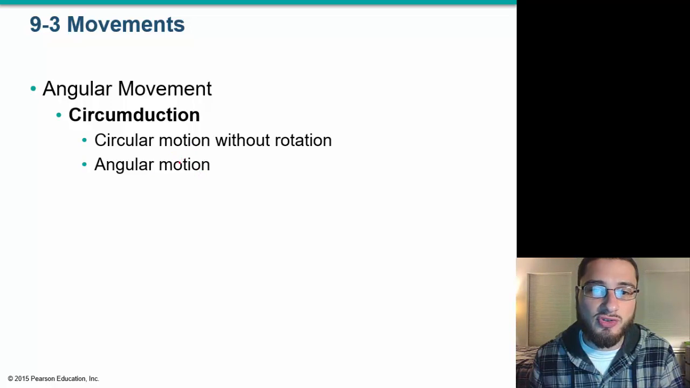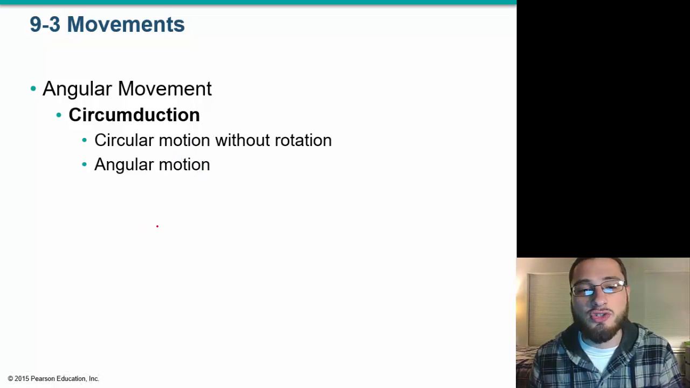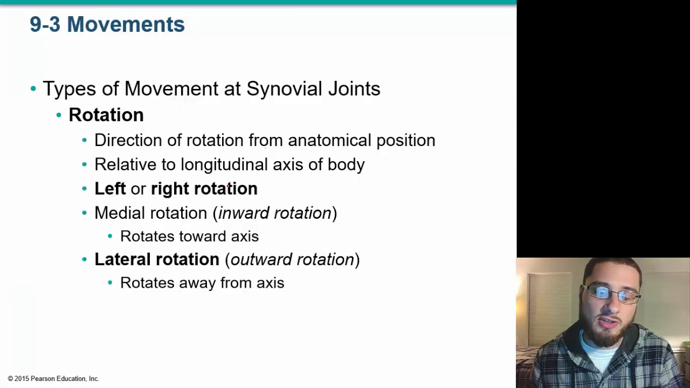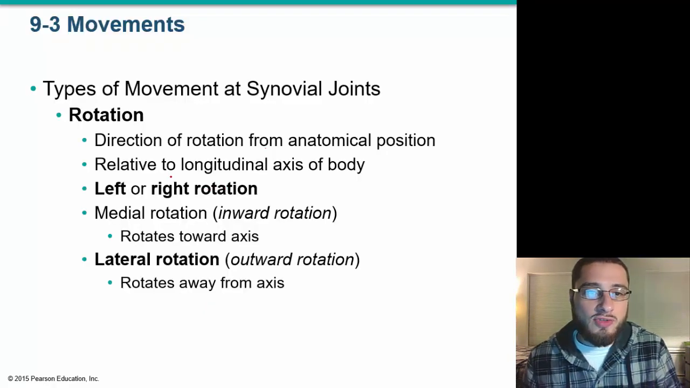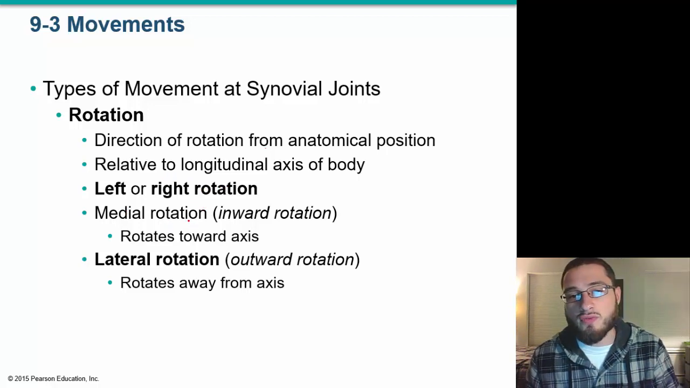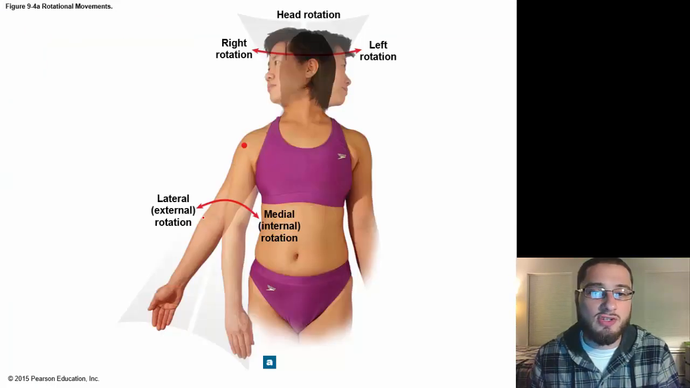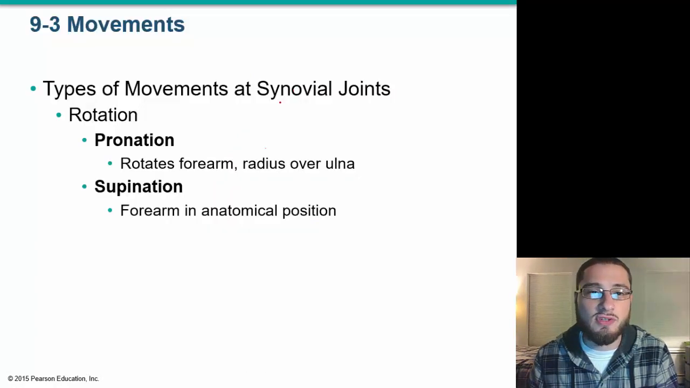Circumduction, this is a circular motion when we talk about triaxial joints. The shoulder joint is triaxial, and you can move it in a circumduction. Rotation, you can have a left rotation, a right rotation. Sometimes they'll say inward rotation, outward rotation, depending on which joint we're talking about. Medial rotation, lateral rotation. And here you see with the arm, if you're moving it towards the midline, that's going to be medial. If you're moving it away from the midline, it's going to be lateral or external rotation. With the head, we can say it's right rotation, left rotation, and so on and so forth.